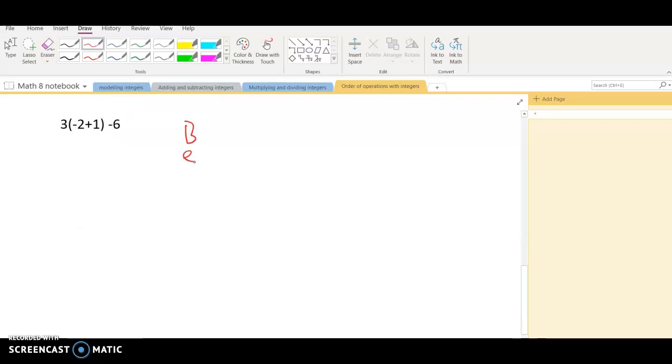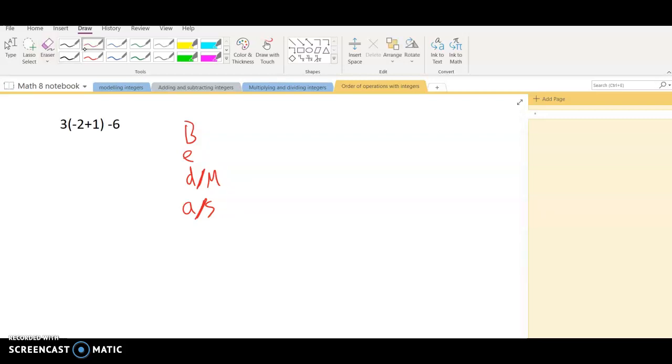BEDMAS. I actually like to write it this way better. I find this way more clear, because with this slash here, it shows that for either of these, whatever comes first is what you're going to do first in the question. So if you have a division first or a multiplication first, that's the thing you're going to solve. There's no particular order between division and multiplication, or addition and subtraction.